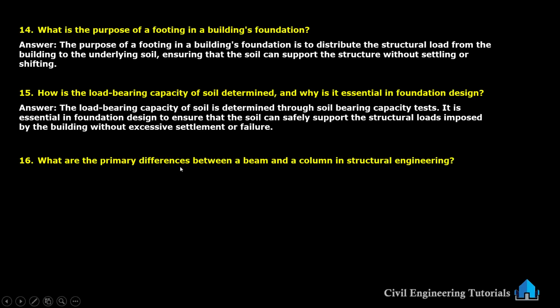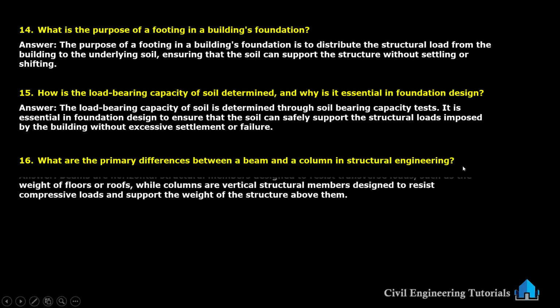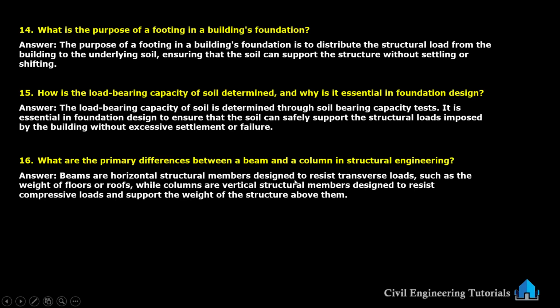What are the primary differences between a beam and a column in structural engineering? Beams are horizontal structural members designed to resist transverse loads such as the weight of floors or roofs, while columns are vertical structural members designed to resist compressive loads and support the weight of the structure above them.